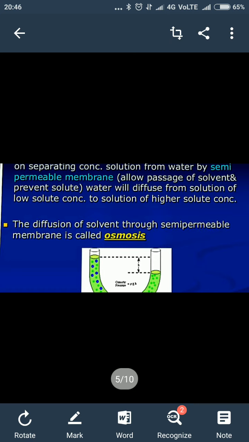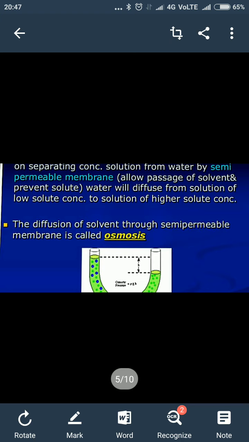On separating concentrated solution from water by a semi-permeable membrane. What is a semi-permeable membrane? The membrane which allows passage of solvent molecules and prevents solute is called a semi-permeable membrane. Water will diffuse from solution of low solute concentration to solution of higher solute concentration. This is known as osmosis. The diffusion of solvent through a semi-permeable membrane is called osmosis.